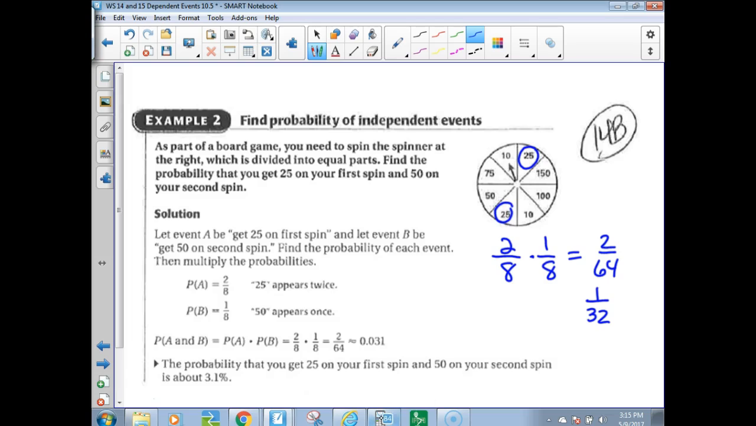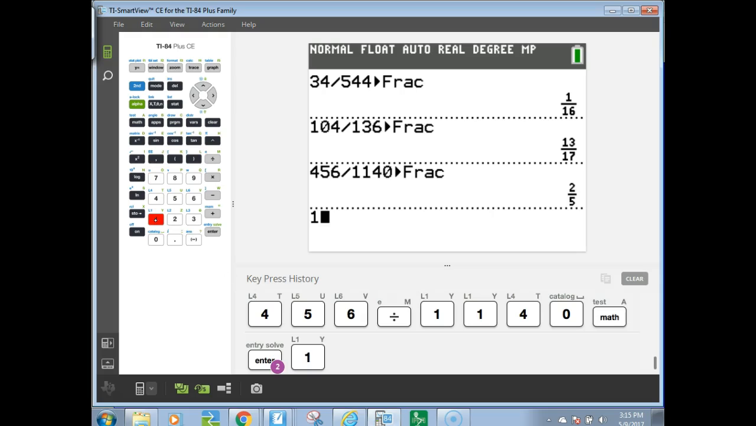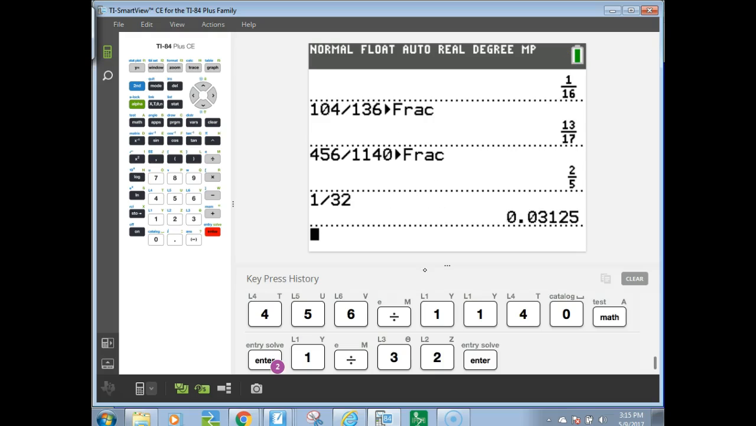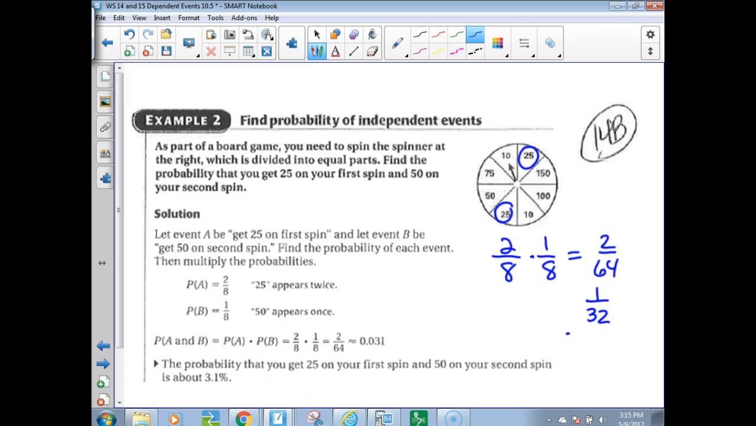Now, if you were to type on your calculator 1 divided by 32, you could turn that into a percentage, and that's the other thing about their answer there. It'd be 0.03, you move the decimal 2 places, it's about 3.1%. And that's where this came from, down here, 3.1%. Sometimes you want to look at it as a percentage.